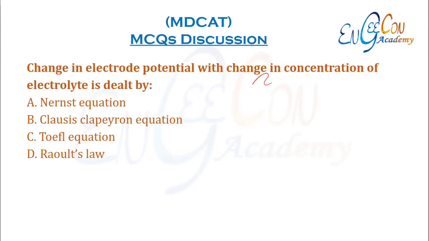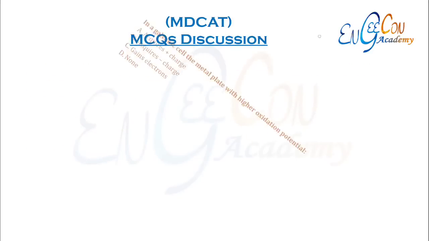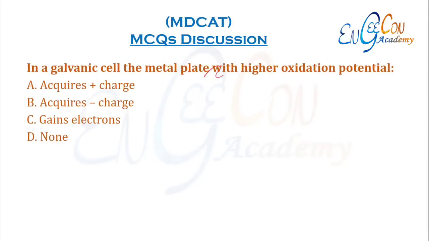Change in electrode potential with change in concentration is dealt by. So electrode potential can be changed by changes in pressure, temperature, concentration, all of them. So change in electrode potential by concentration is given by equation called Nernst equation. In the galvanic cell, the metal plate with higher oxidation potential works as anode in galvanic cell, and anode of galvanic cell has a negative charge. So B is the correct option.